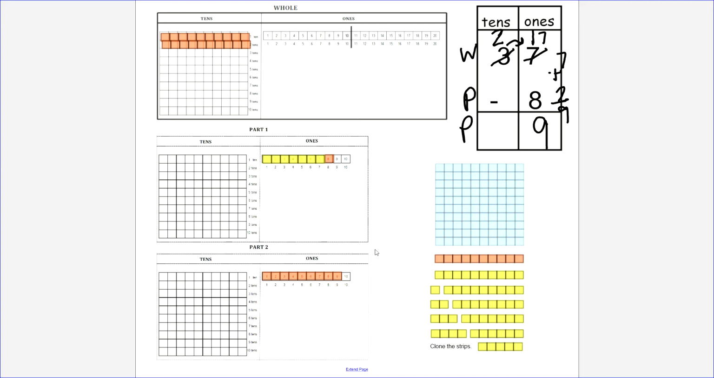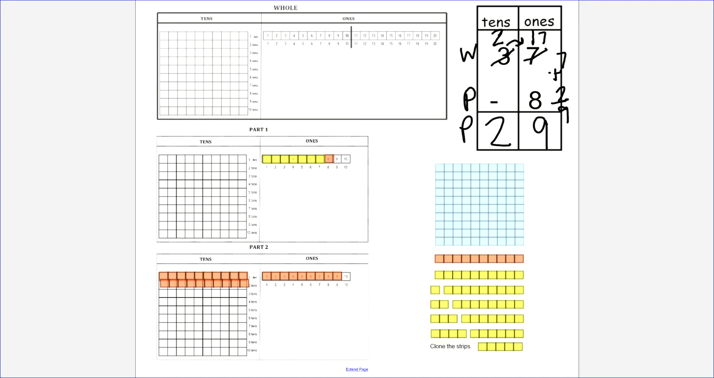Now that I'm done with my ones place, I'll look at the tens place. I have 2 10s left in the tens place, and I don't need to subtract any 10s at all. 2 minus nothing is, of course, 2. So I have 2 10s left for the answer, or missing part, in my equation. 37 minus 8 equals 29.